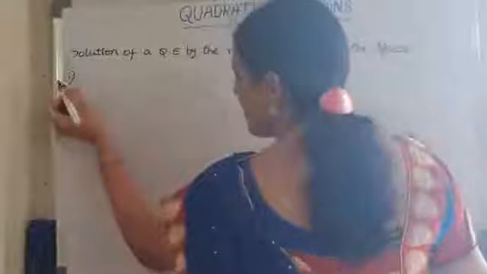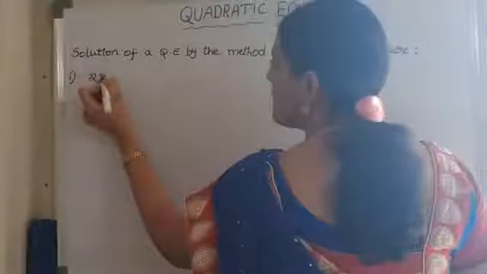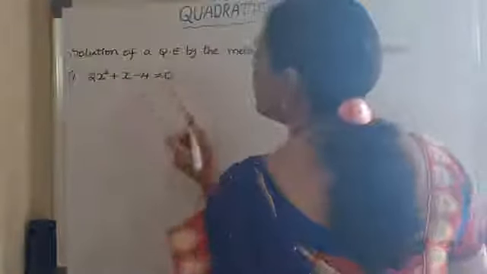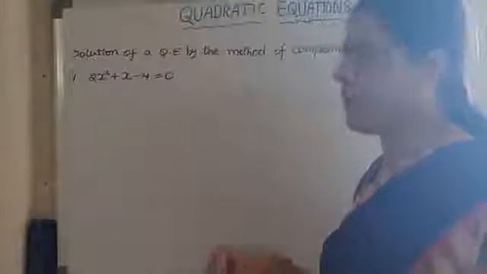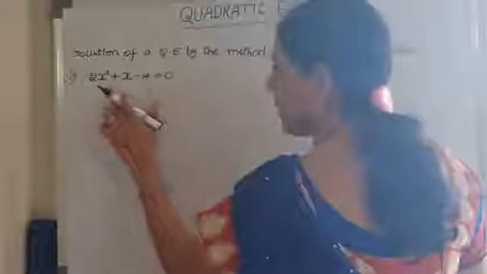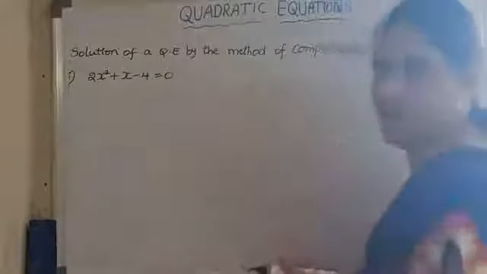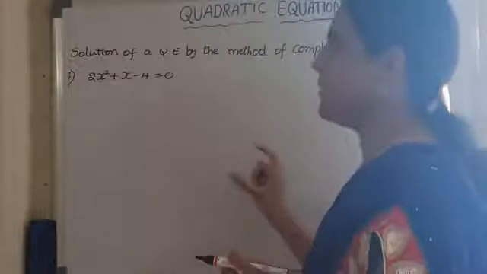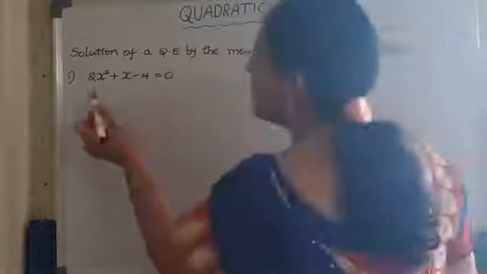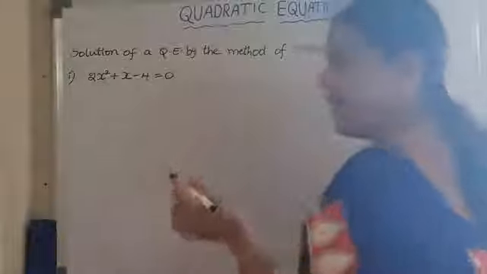See the first one, for example, 2x square plus x minus 4 is equal to 0. Find the roots of the quadratic equation by the method of completing the square. Here, what is the quadratic equation given to you? The given quadratic equation is 2x square plus x minus 4 is equal to 0. The first step is: what is the coefficient of x square here? 2. To make the coefficient of x square 1 in every case.